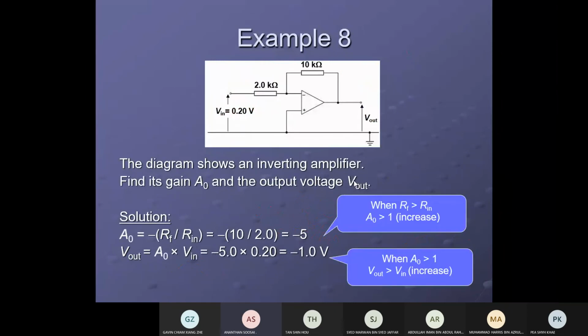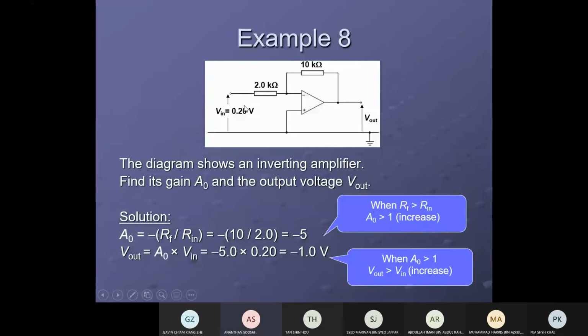Okay, we go to the next one. See another one: 10 kilo ohm and 2 kilo ohm. The input is 0.2 volt. The diagram shows an inverting amplifier. Find the gain. The gain is negative RF over RIN, 10 divided by 2, so the gain is negative 5. That means because RF is greater than RIN, the gain magnitude is greater than 1, negative 5.